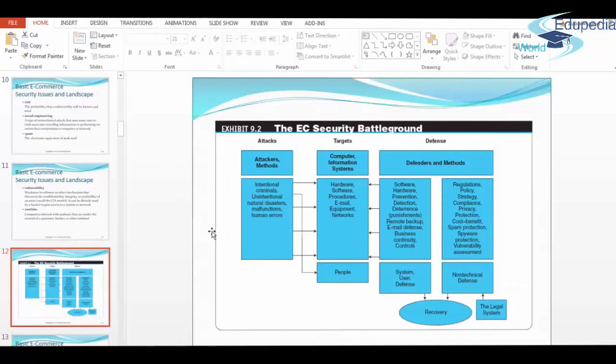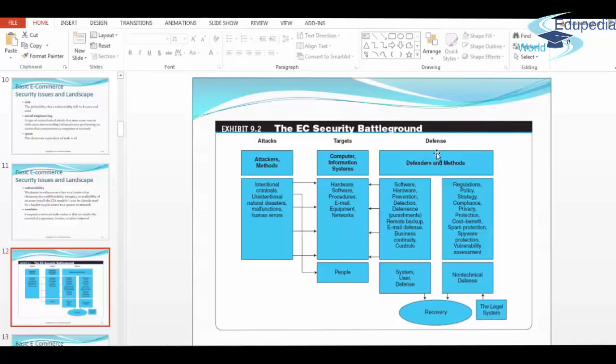Okay, the electronic commerce security battleground. You have attacks, targets, and defense. Attacks are the cyber crimes. Targets are the points where the cyber crimes are acted on. Defense are the combat actions against these attacks. The attackers' methods are intentional criminals, and unintentional natural disasters, malfunctions, and human errors. These are the attacks. Targets are hardware, software, procedures, email, equipment, networks.